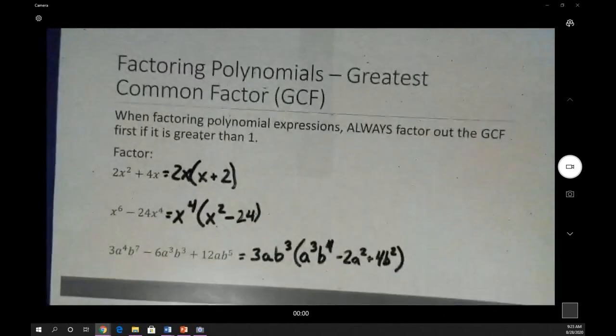So factoring out the greatest common factor, that is always going to be our first step, every single time we are asked to factor.